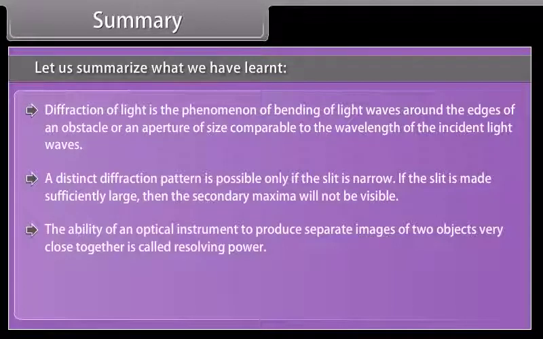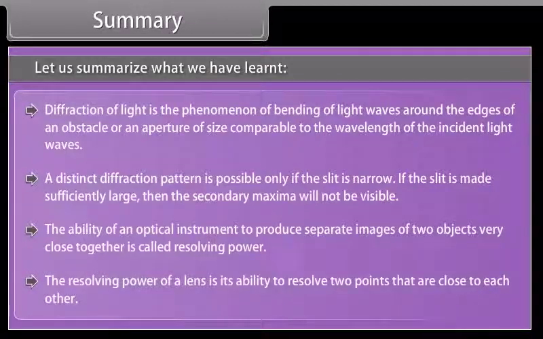The ability of an optical instrument to produce separate images of two objects very close to each other is called resolving power. The resolving power of a lens is its ability to resolve two points that are close to each other.